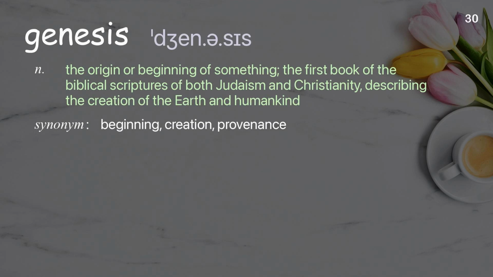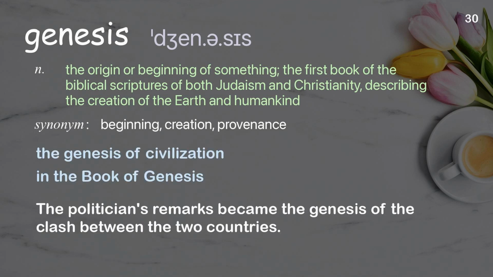Genesis. The origin or beginning of something. The first book of the biblical scriptures of both Judaism and Christianity, describing the creation of the earth and humankind. Examples: The genesis of civilization. In the book of Genesis. The politicians' remarks became the genesis of the clash between the two countries.